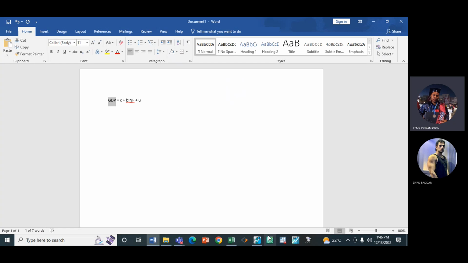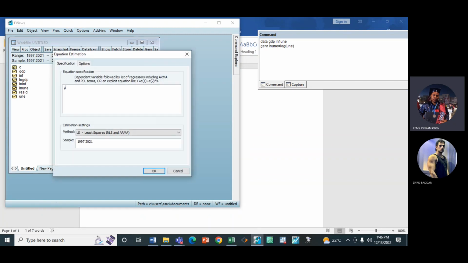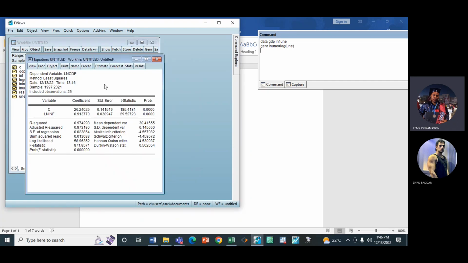I want to show you something. Of course, quick estimate. So I'll just type lnGDP constant lninflation. This is my regression output, right? Okay, you know how to interpret coefficients.